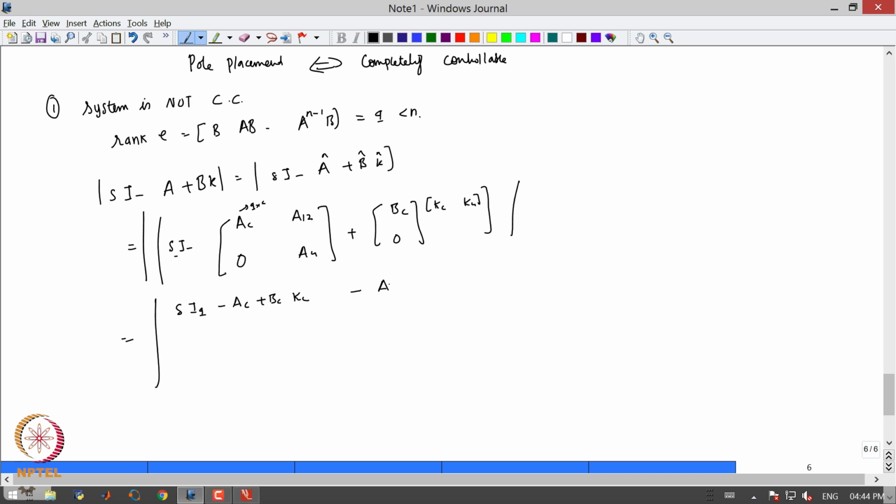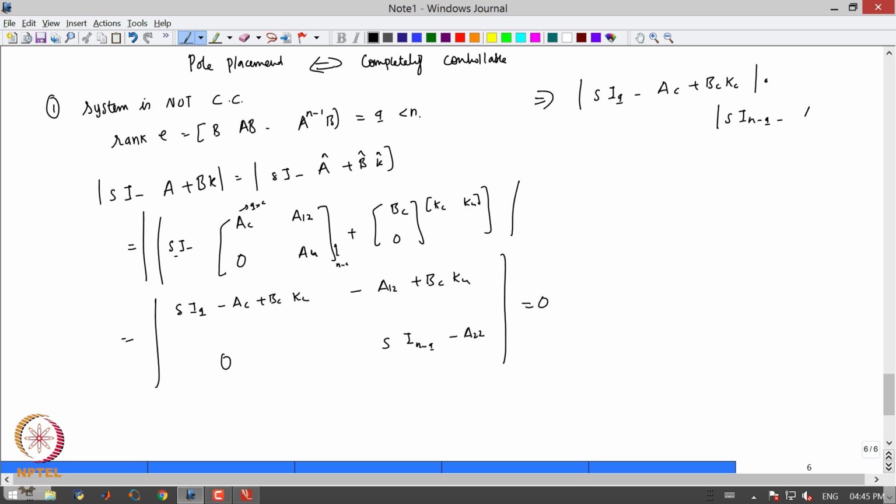Here I will have a minus A_12 plus B_c K_u, 0 here. Here I will have sI_n, where this A_u would be of dimension n minus q. So, the identity of n minus q minus A_22, the determinant of this should be 0, which essentially means that I have the determinant of sI_q minus A_c plus B_c K_c, times the determinant of sI_(n minus q) minus A_22, is equal to 0.